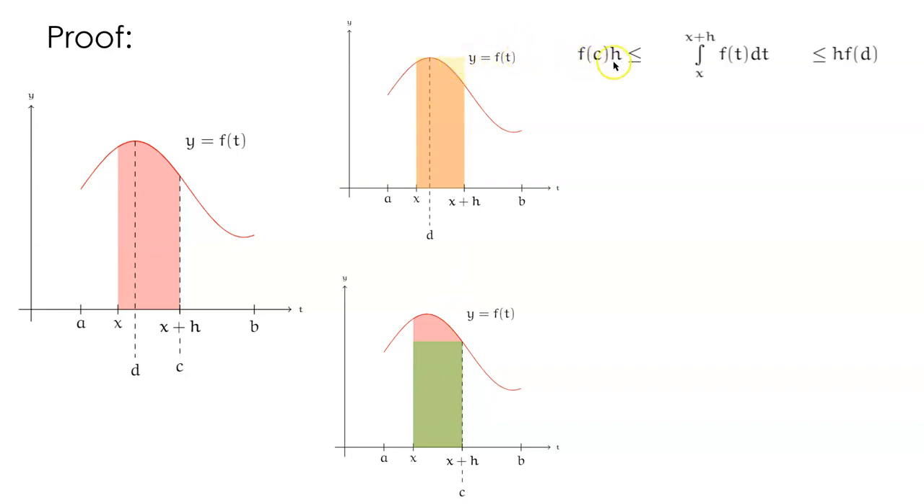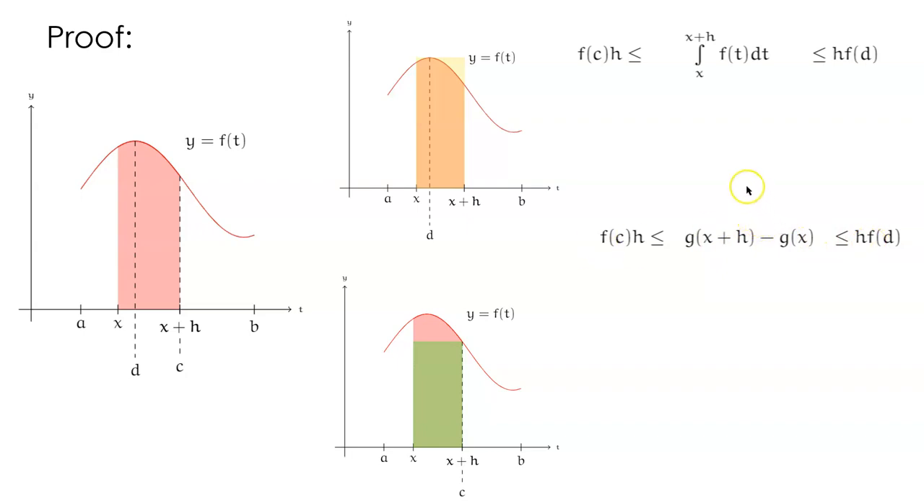f of c times h is the size of the green rectangle, and that is less than or equal to the area under the curve from x to x plus h, which is less than h times f of d, the area of the yellow rectangle. I can then say the integral from x to x plus h of f of t, which is g of x plus h minus g of x, is between these two.